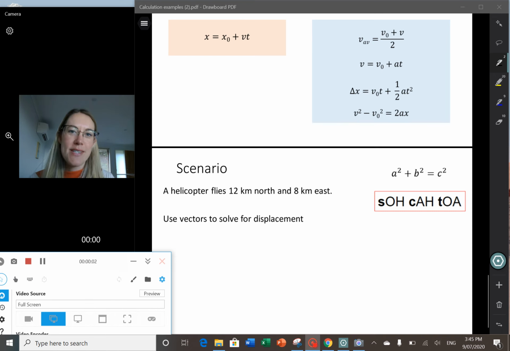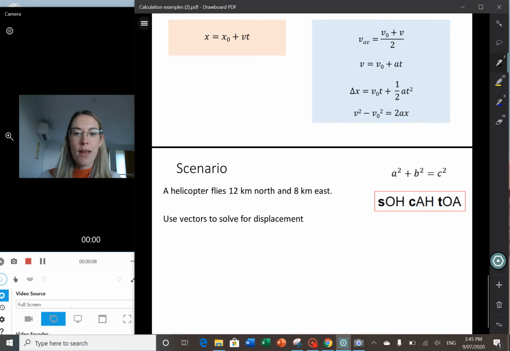This video is going to demonstrate using vectors to solve for displacement. So the scenario given: a helicopter flies 12 kilometers north and 8 kilometers east. So let's draw a diagram.